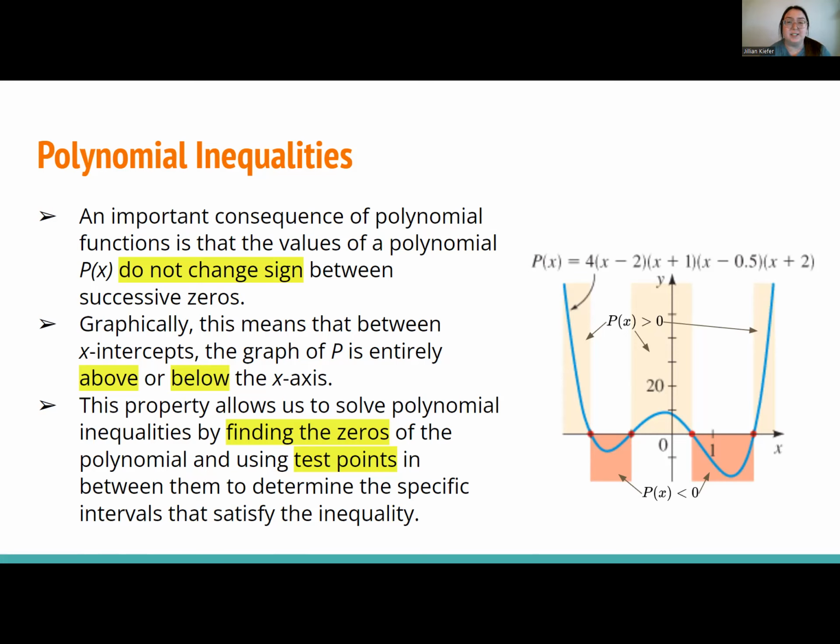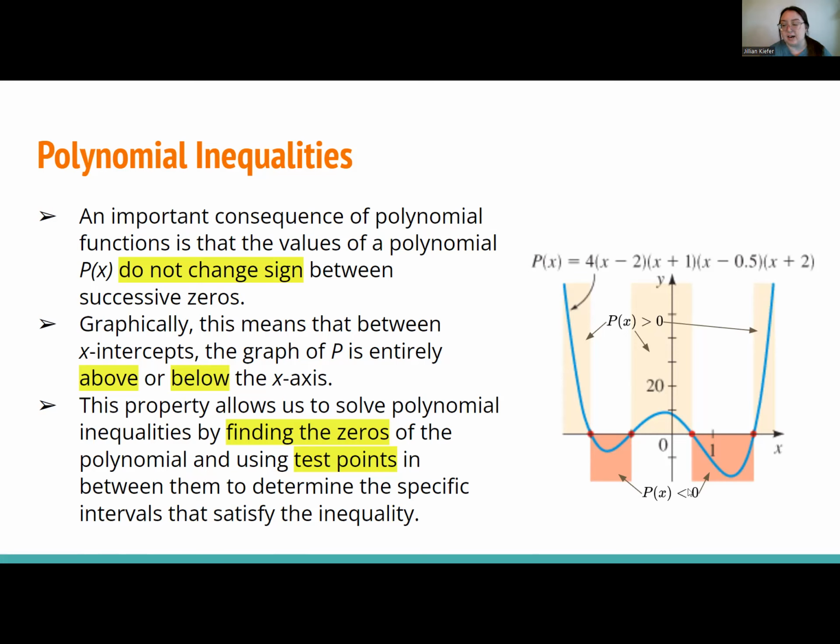We know how to find zeros of polynomials, and a benefit of polynomials is that your polynomial will either stay positive or stay negative between every zero. Graphically, this means that you're looking between the x-intercepts. The graph of your polynomial would be entirely above or below the x-axis. Since zeros were x-intercepts and your graph is crossing through the x-axis, your graph is either above or below the x-axis at that certain point.